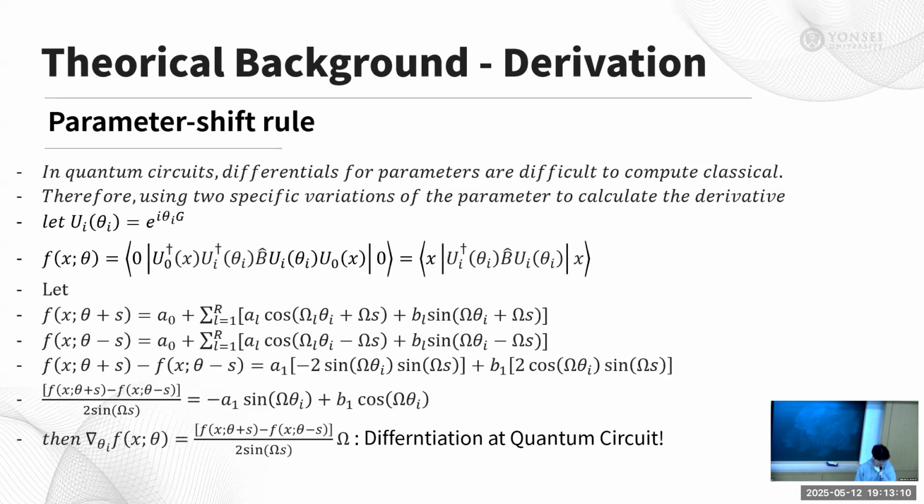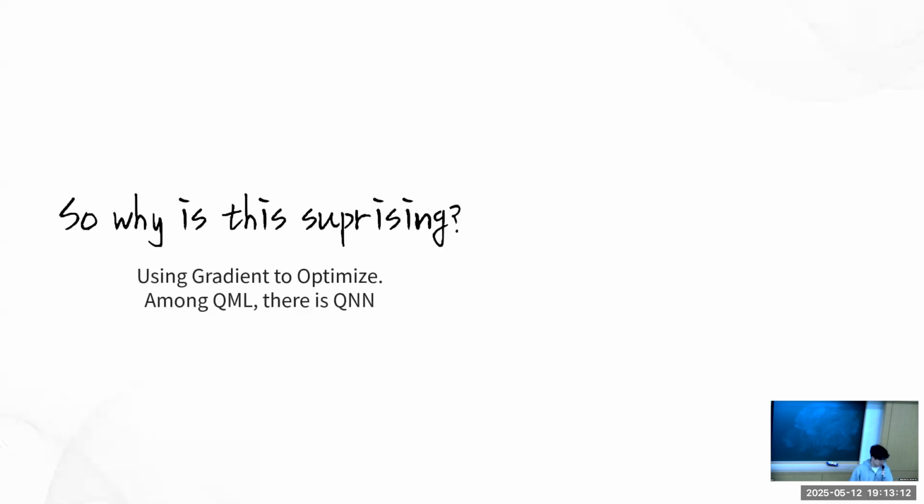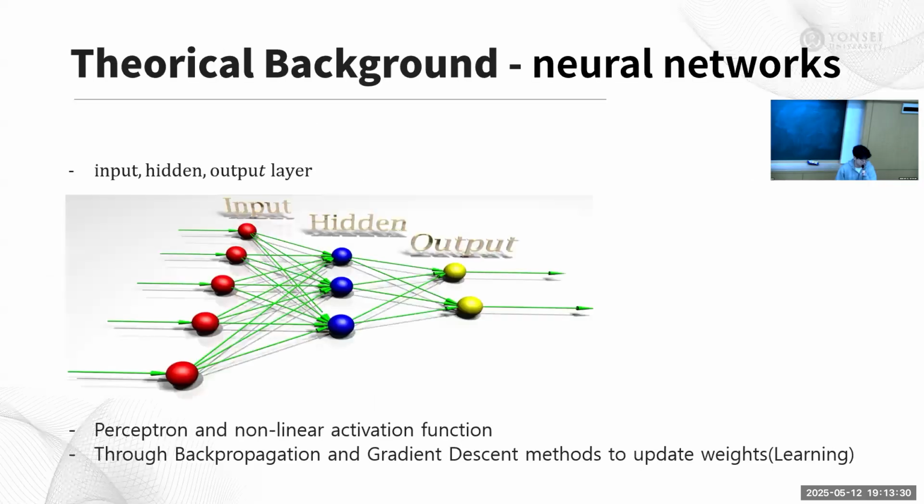Yeah, this is the same page. So why is this surprising? This is surprising because we are going to use the gradient to optimize in QML. Among QML, there's the quantum neural network we are going to discuss. And this is what I want to know from the gradient, from the theoretical background of classical neural networks.